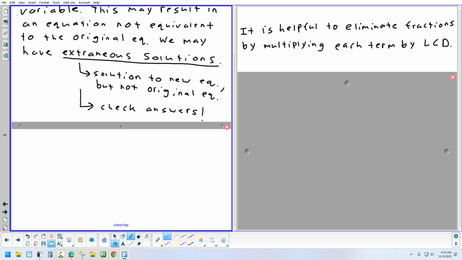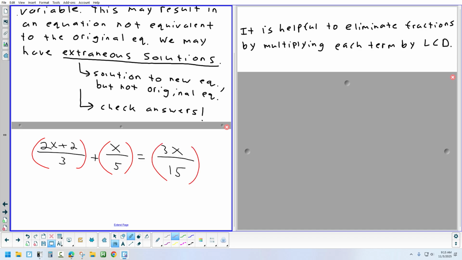Okay, so say we had (2x plus 2) over 3, plus x over 5, equals 3x over 15. Okay, I'm not going to solve this problem all the way through. I'm just going to show you how to convert this into something with no fractions in it. The goal is to multiply this, and that, all by the same thing. We want to multiply them by the LCD, least common denominator.